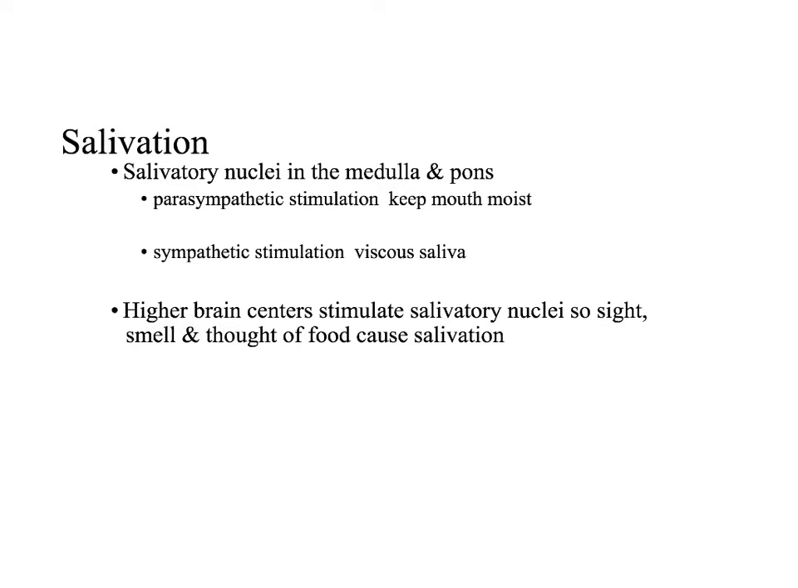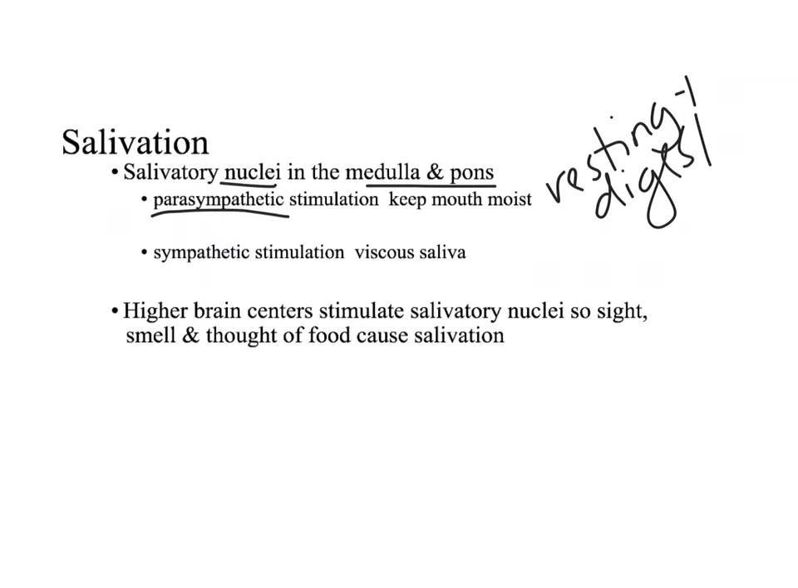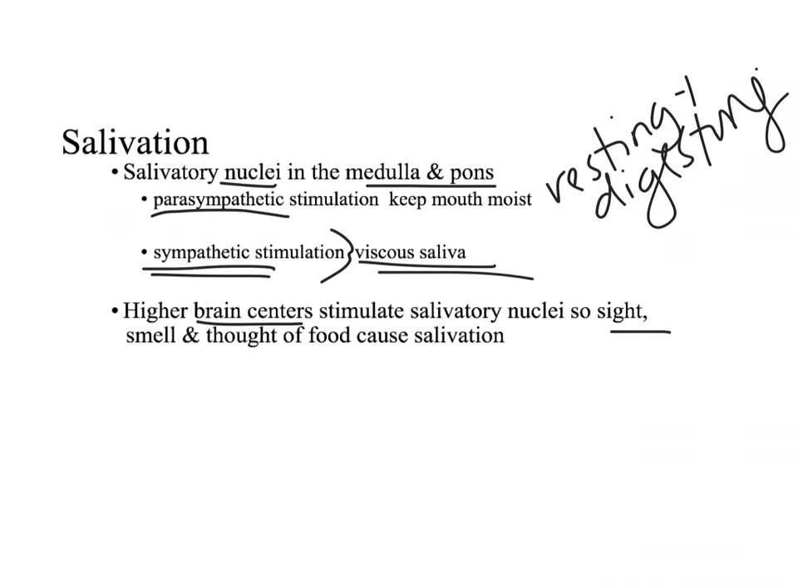Okay, so salivation is controlled by some nuclei that are in the medulla and the pons. When you're resting and digesting, your mouth is nice and moist. Whenever you're scared and you have sympathetic stimulation, you end up with very thick saliva. Okay, so there are higher brain centers that can cause us to make our mouth water. So if you start thinking about food or smelling food or seeing food, it can cause you to salivate.